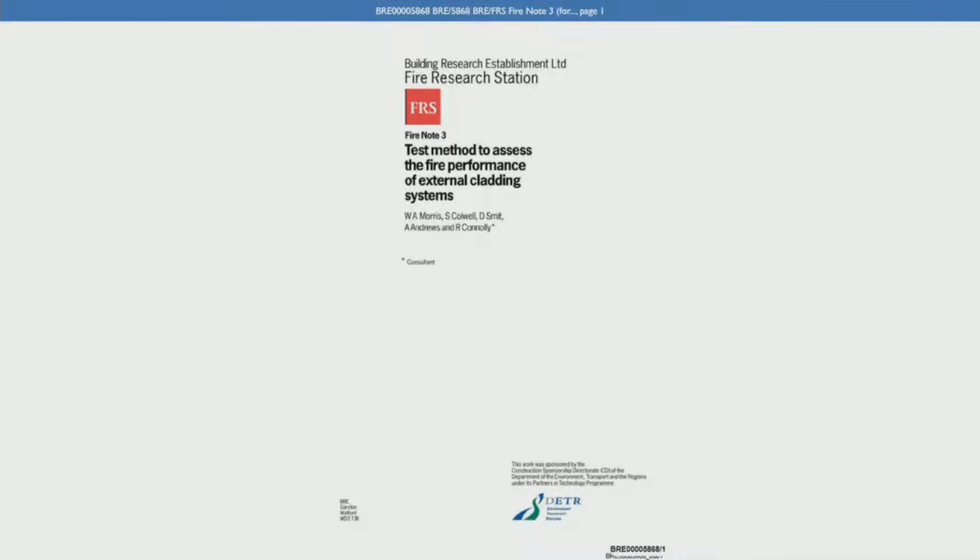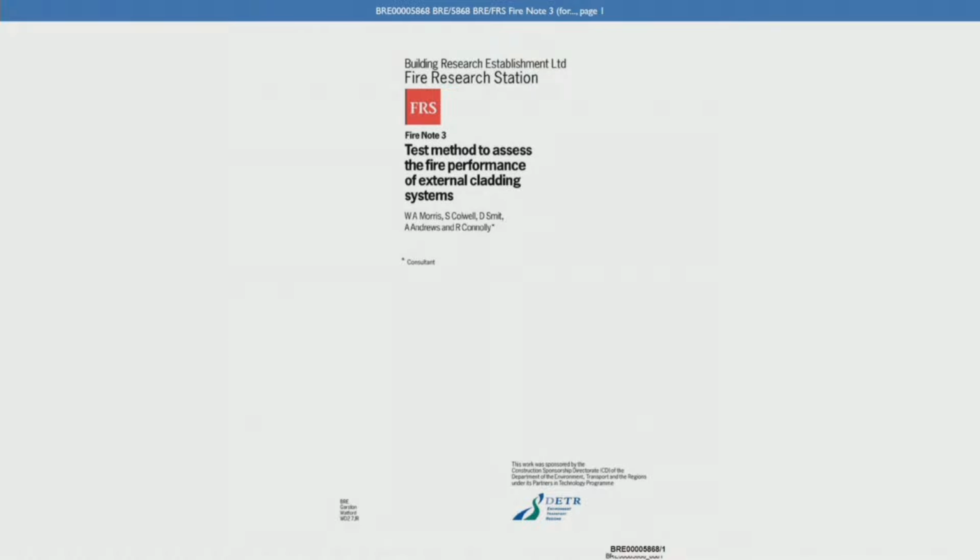I'd like to turn next to the development of Fire Note 3 and the submission to the department, as it was then, the DETR. Can we please go to BRE 405868? And there is Fire Note 3, and it is authored by Tony Morris, Sarah Colwell, David Smith, and two others, including Mr. Connelly himself, Ray Connelly, there, who was a consultant. Okay. And it was published by the BRE, I think, in 1998. Is that right?